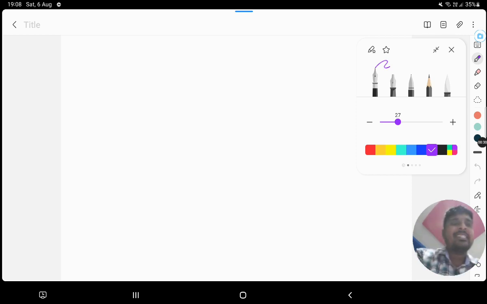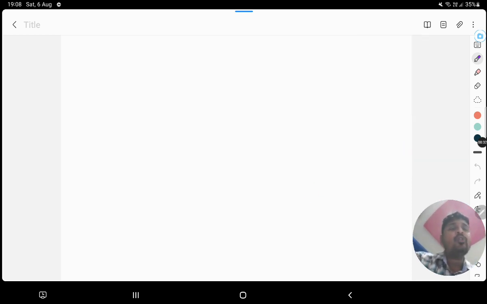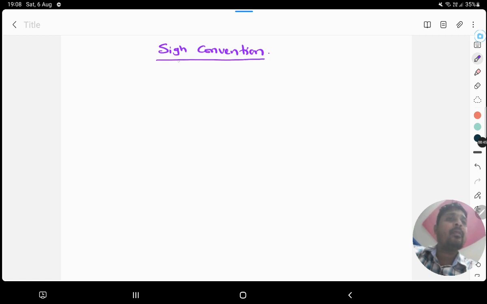Today we are going to discuss how to do the sign convention for spherical mirrors. So our topic is to discuss the rules of sign convention. Most students are going to have a little confusion while putting the plus and minus signs, especially for the important concepts like U, V, F.